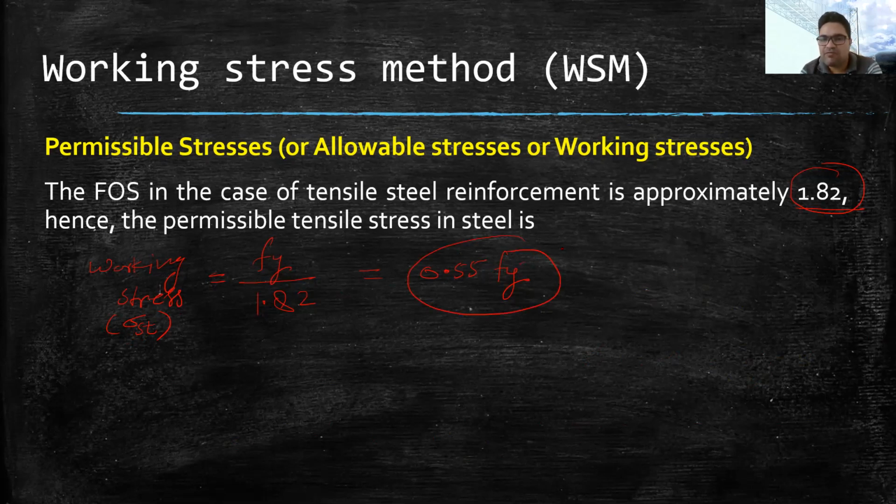So if we replace Fy with 250, we will get the value for mild steel bar. If we replace Fy with 415, we will get the value of sigma St for the high strength bar. So this is how we can calculate the working stress value or permissible stress value for the steel in the working stress method. Similarly, if we try to find out the working stress for concrete, for that also we need a safety factor like this. So this safety factor is for the steel.